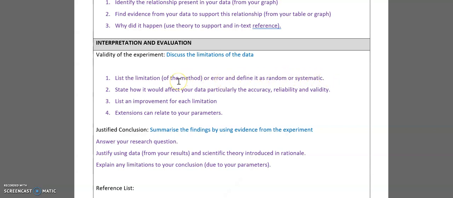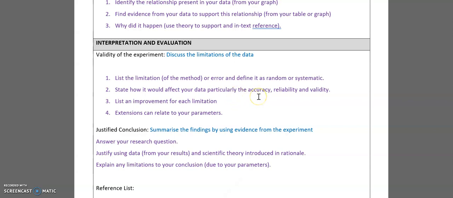So you could have a random error like temperature changes in the room due to the air conditioner turning on and off. If you weren't testing temperature, you were changing the concentration, so you were trying to keep your temperature the same and the room actually kept changing temperature, well, that would be a random error that you didn't control. So you talk about that, and then you say how that would affect your data, particularly the accuracy, reliability, and validity. So the room temperature changing is going to affect your data because temperature, as we know, has an effect on the rate of reaction.